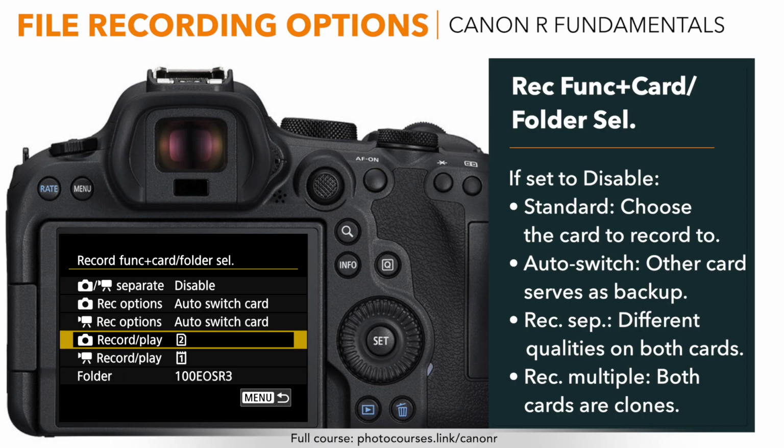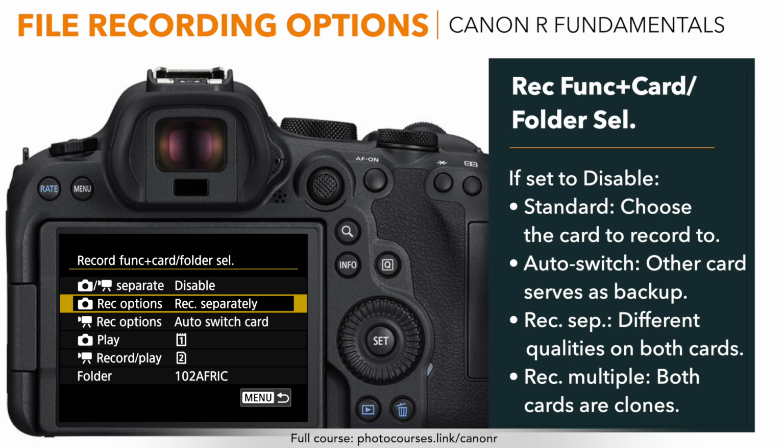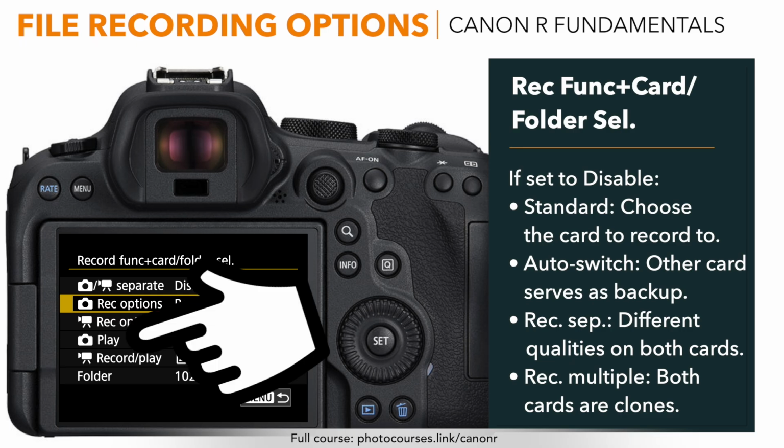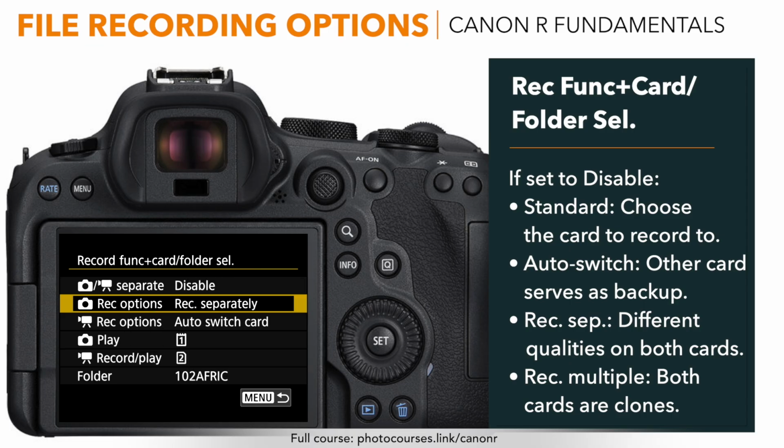Record Play is going to be available with Standard or Auto Switch Card set in the previous option. You'll choose which card is the primary card used to record photos and movies, and that'll be your default card when you are playing back photos and movies. If you have Record Separately or Record Multiple set in that previous option, you'll have Play available, and this will let you choose which card is the default for playback mode.